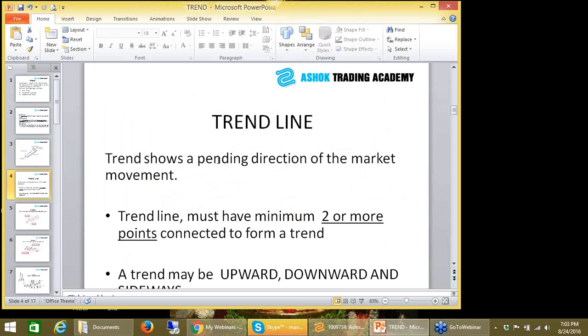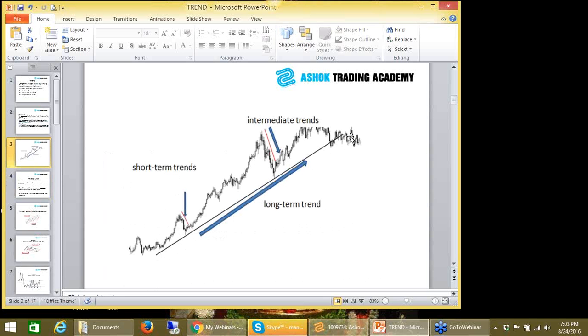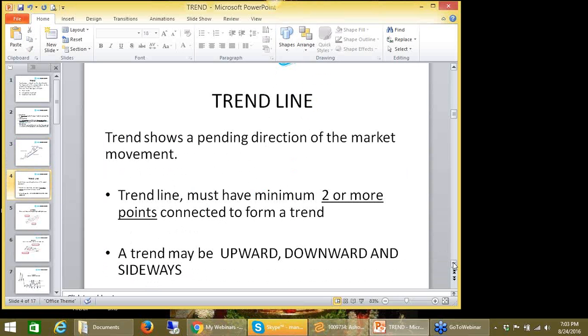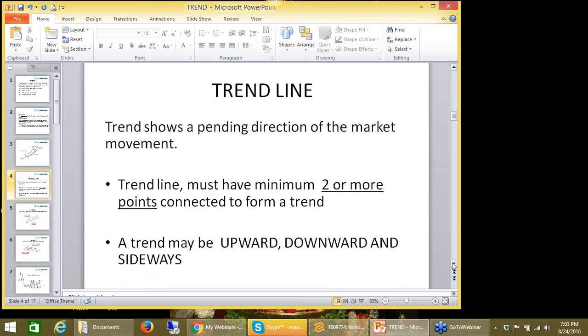Next, trend line. Just now we saw the trend. Now how to draw this trend line, how to draw the intermediate trend line. All these we can use the trend line. Trend line shows the trending direction of the market movement. A trend line must have at minimum at least 2 points connected to form a trend. There are also 3 types of trend line: upward direction, downward, and sideways.